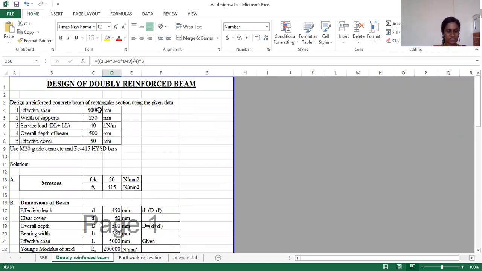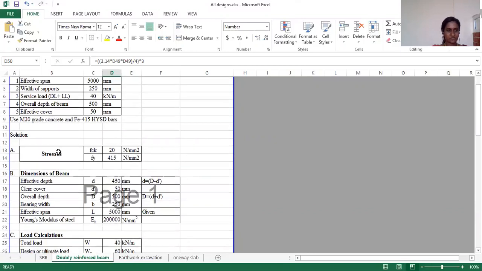The effective span is given, it is 5000 mm, and the width of support is 250 mm. The service load, dead load plus live load, is 40 kilonewton per meter, and the overall depth of the beam is 500 mm. The effective cover is 50 mm. Use M20 grade concrete and Fe415 steel. See, everything is given here, and if the problem is given in words, you have to write the input in this fashion so that it will help you in the calculation.